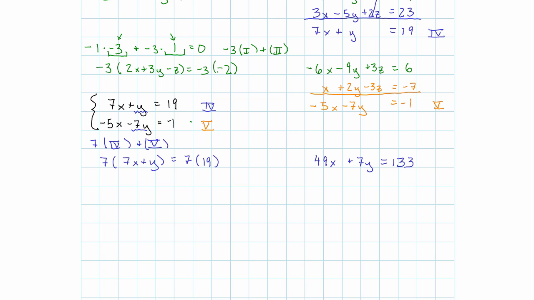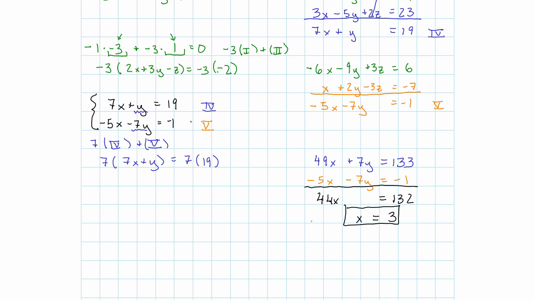I'll put equation 5 underneath that. Negative 5x minus 7y equals negative 1. Add those together, and I get 44x plus 0 equals 132. Divide both sides of that by 44, and we get x is 3. Okay, we are now in possession of the value of one of the variables. Now we just go back up the ladder and get the rest of the values.